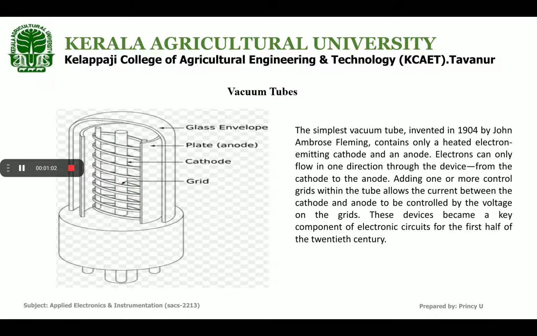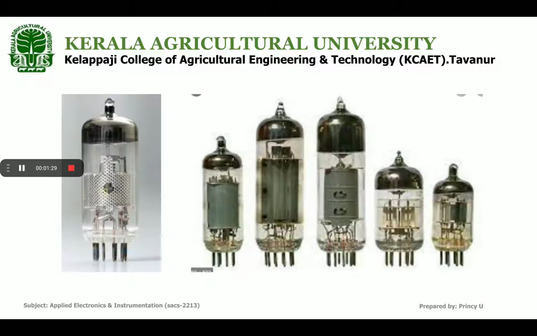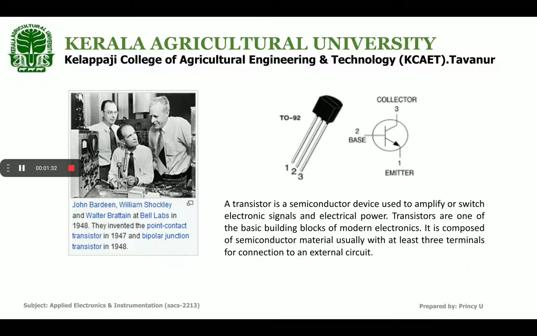From the cathode, the flow of electrons is possible only in one direction through this device, from cathode to anode. Adding one or more control grids within the tube allows the current between the cathode and anode to be controlled by the voltage on the grids. These devices became the most important component of electronic circuits for the first half of the 20th century. This is the actual vacuum tube. After that, in 1948, John Bardeen, William Shockley and Walter Brattain invented the transistor.